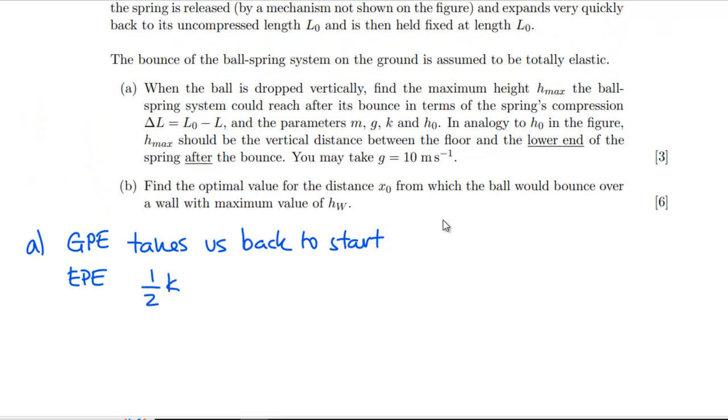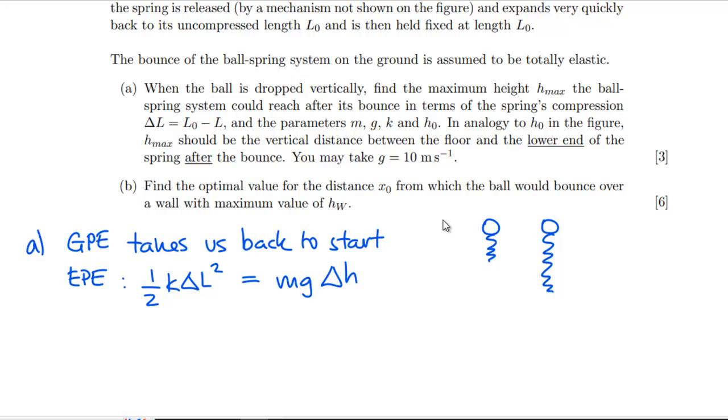So we're going to have a half K delta L squared. That's our elastic potential energy. So that's going to give us extra height. So that is going to be equal to our mg delta H, where we've got this extra bit of height at the end. But we have got a change in what's going on with the spring, haven't we? So we're going up delta H, but we've come down with a short spring. We've gone back up with a long spring.